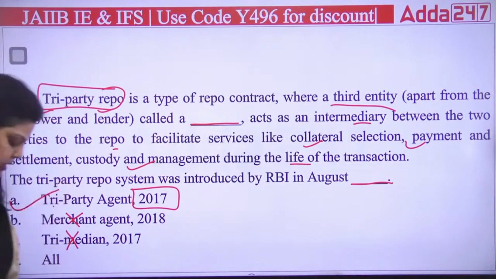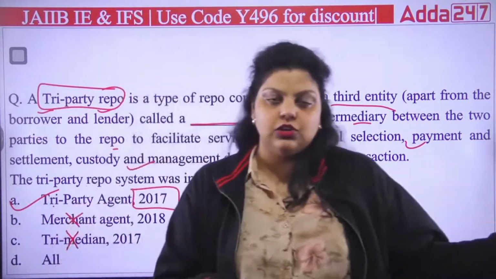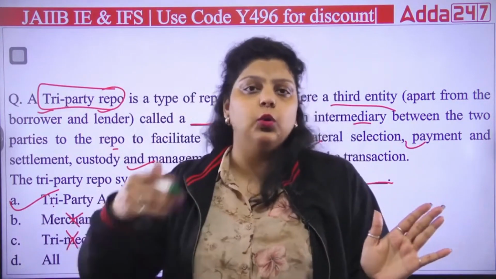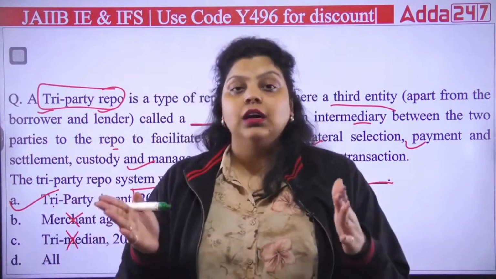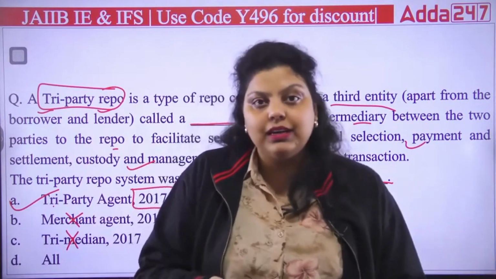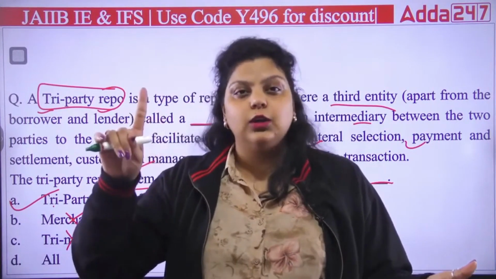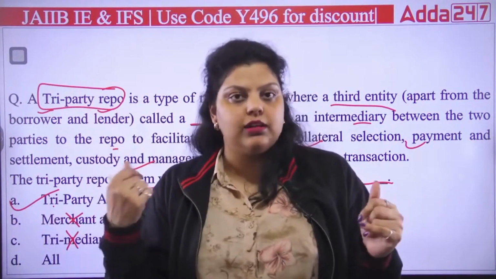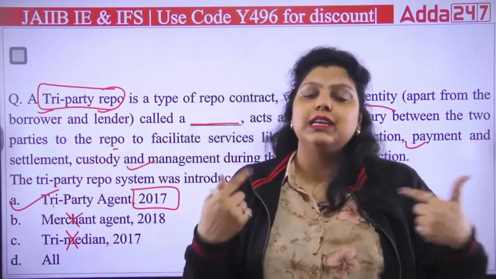The party who becomes the third entity here is known as tri-party agent, and it was introduced by RBI in 2017 to make it easier for the lender and borrower to have the trading. Because when there is a tri-party agent, it is the responsibility of the tri-party agent to decide the collateral security, like which security should be taken as a collateral, like collateral management, and all the other things will be taken care of, like the custody, settlement, etc.